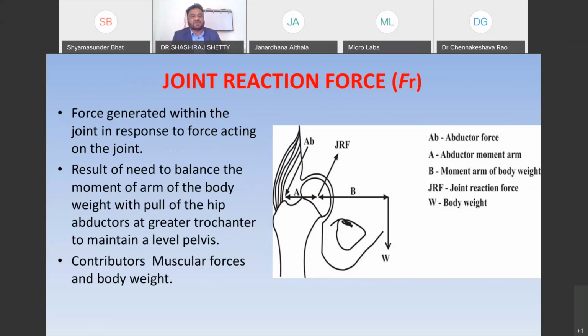Now we are talking about the joint reaction force. It is the force generated within the joint in response to the force acting on the joint. It results from the need to balance the moment of the body with the pull of the hip abductors at the greater trochanter to maintain the level of the pelvis. Contributors are muscle forces and the body weight.